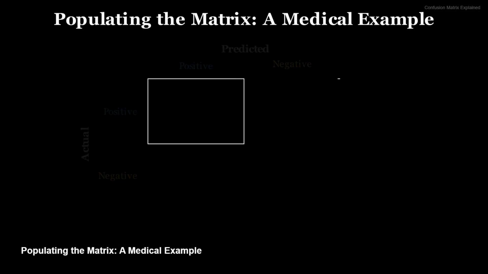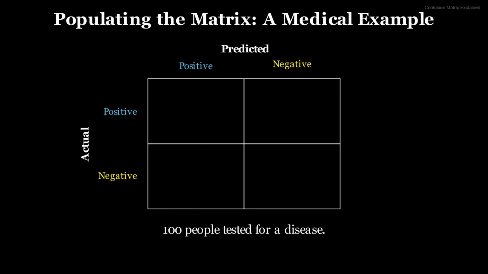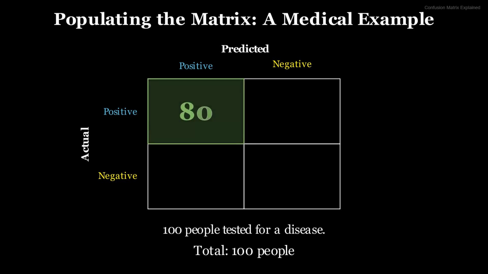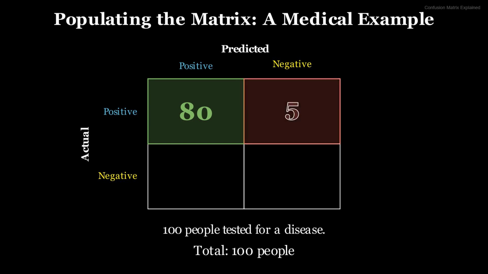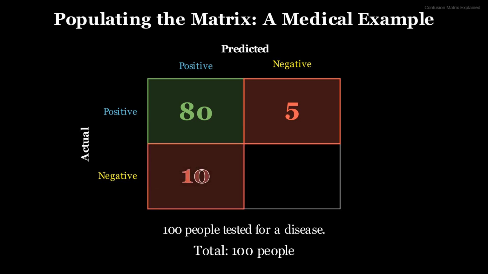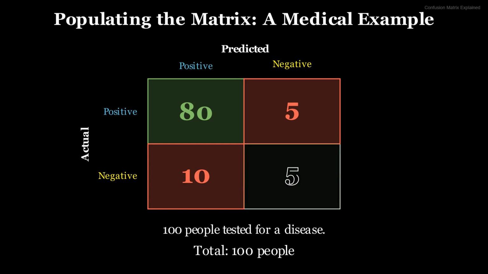Let's use a common example, a diagnostic test for a disease. Imagine we test 100 people. Out of those, 80 were truly positive for the disease and our test correctly identified them. However, 5 people actually had the disease, but our test missed them, marking them as negative. Conversely, 10 people were healthy, but our test incorrectly flagged them as positive. Finally, 5 people were healthy and our test correctly identified them as negative. These counts populate our confusion matrix.